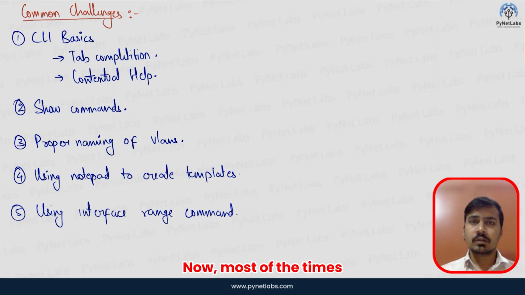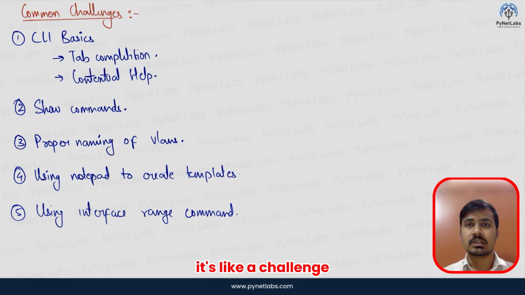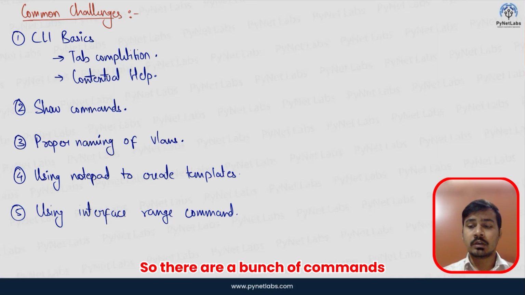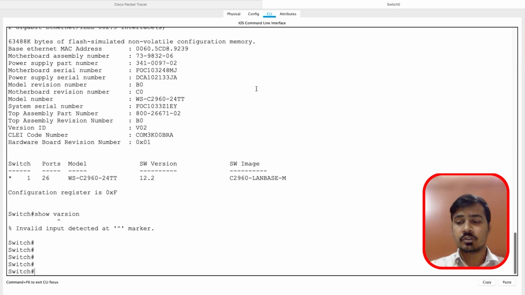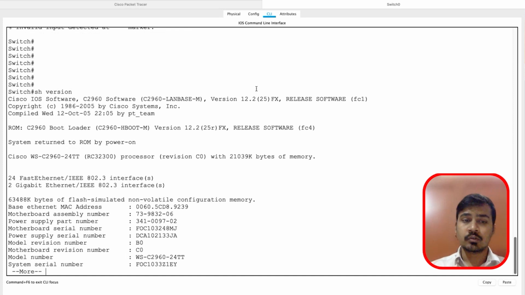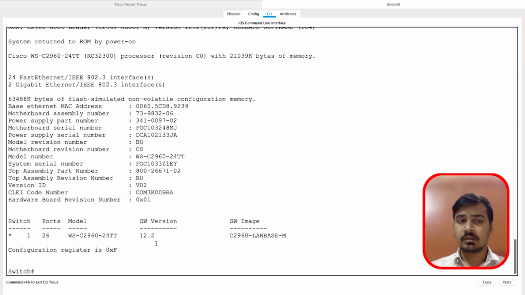Okay. Now, most of the times, the second thing is that for anyone who is operating a switch, it could be a challenge to identify or gather facts or gather the information regarding the troubleshooting issue. So there are a bunch of commands that you can actually use in your switching environment just to get the information. So the first command is the show version. So when you run the show version, you get quite a lot of information, the base MAC address, the hardware information and things like that.